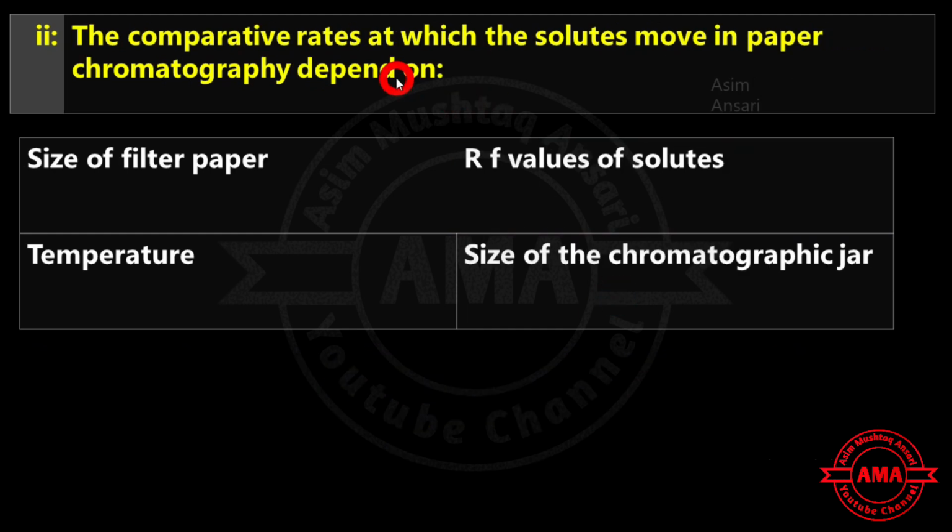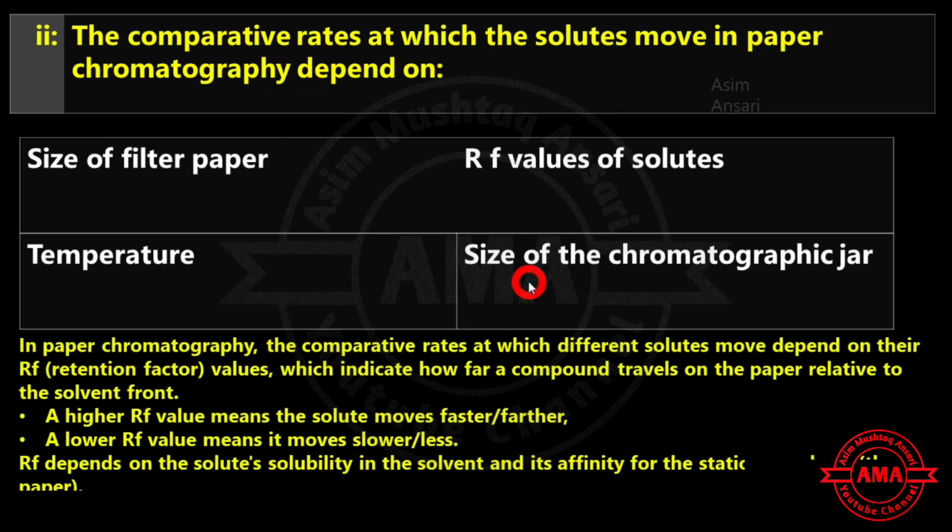Next is: The comparative rates at which the solutes move in paper chromatography depends on size of filter paper, RF values of solutes, temperature or size of the chromatographic jar. There, in paper chromatography, the comparative rate at which different solutes move depends on the RF values, which indicate how far a compound travels on the paper relative to the solvent front. A higher RF value means the solute moves faster. A lower RF value means it moves slower. RF depends on the solute's solubility in the solvent and its affinity for the stationary phase. So, the exact answer is RF values of the solute.